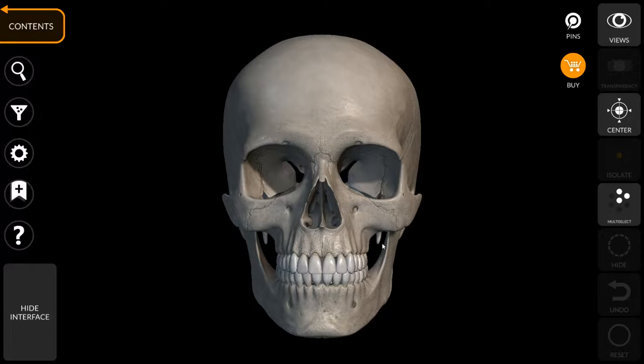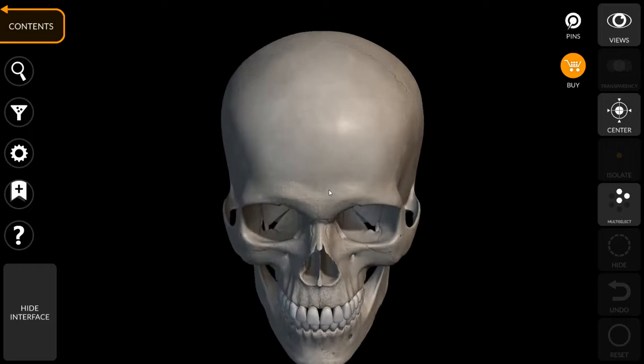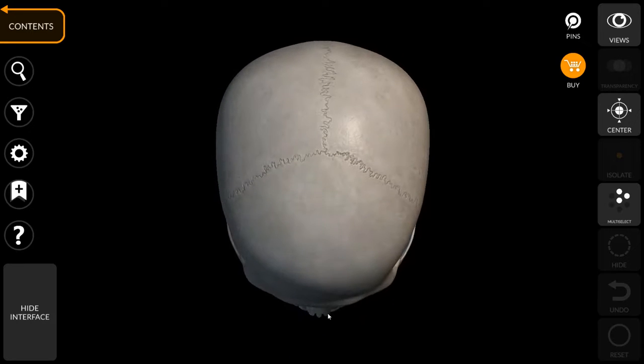So we're going to talk about the basics of the skull for this video. The bones of the skull fall into two categories. The first is the cranial bones, and the second is the facial bones. Facial bones are generally anterior and inferior, and cranial bones are superior and lateral.